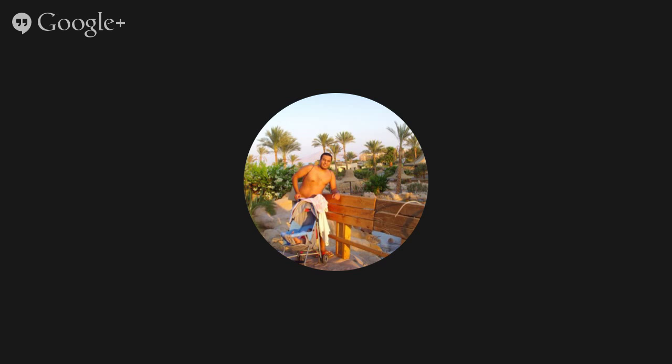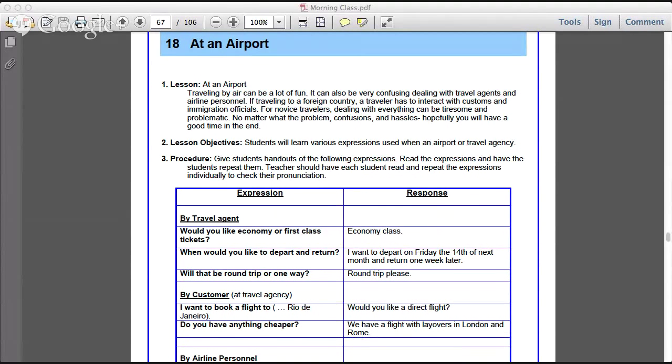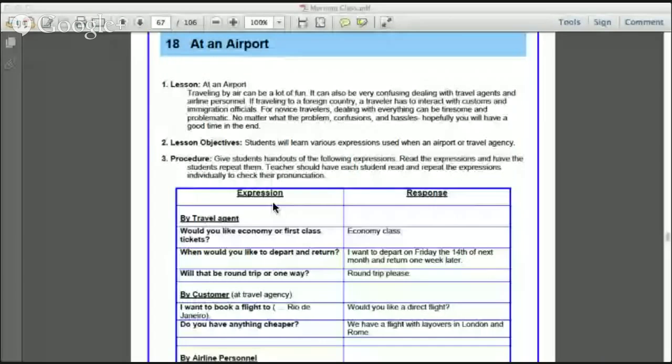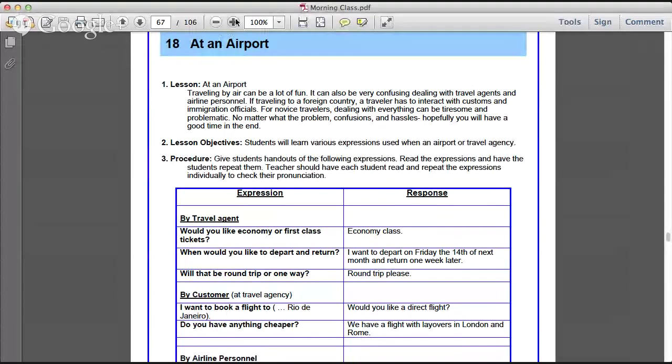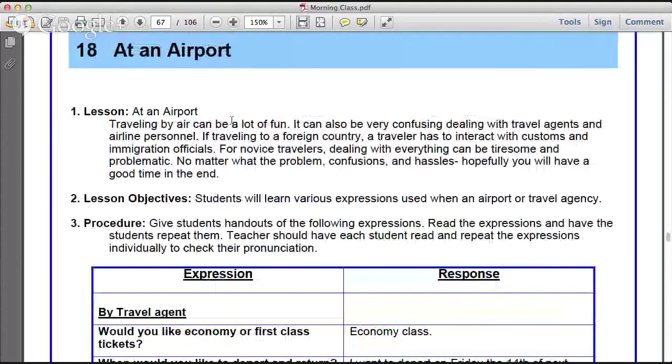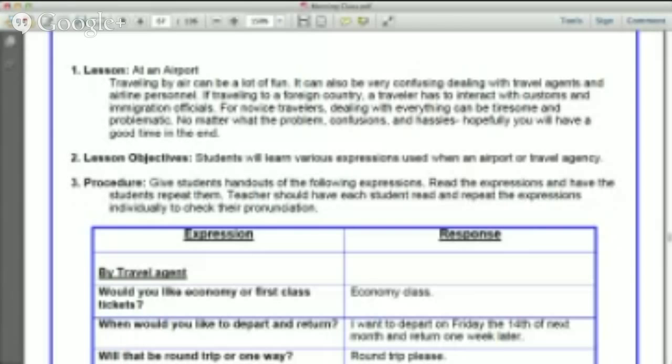Yes, me too. Excellent. So, Ali, we will be going over our situation, which will be being at an airport. We'll be taking a look at expressions and responses that you could give to someone. First off, do you travel a lot? Do you travel a lot by plane?